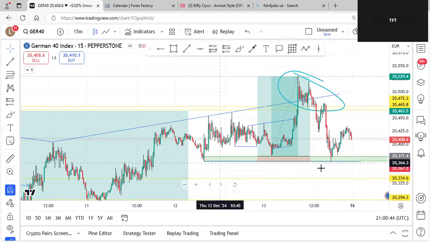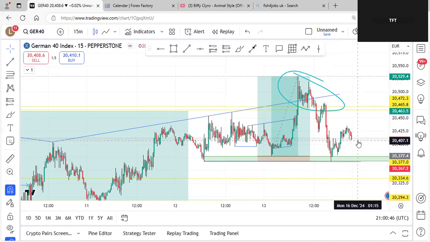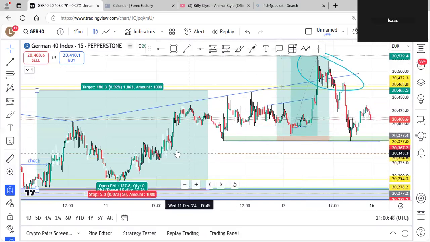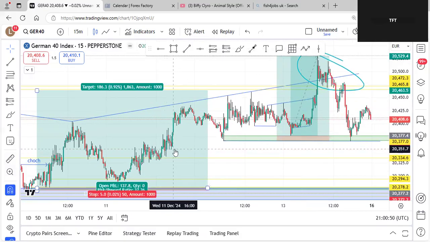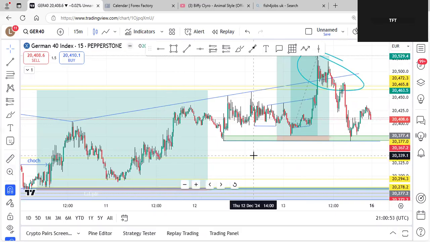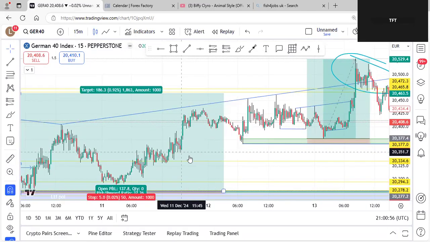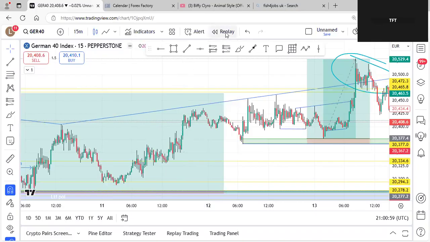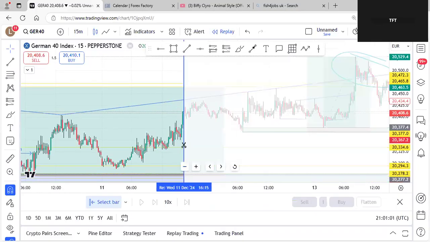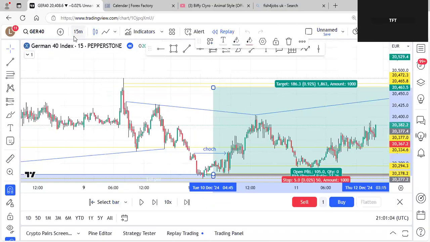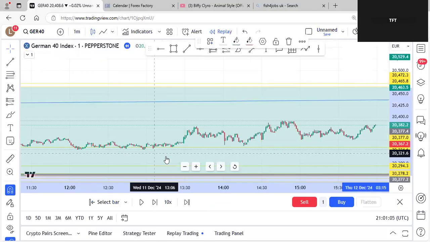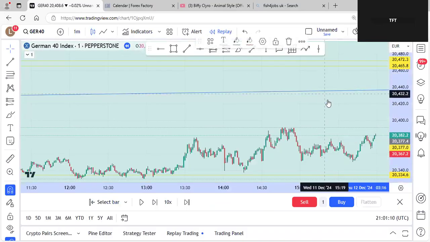Maybe get a trend like that. Maybe get a touchdown in that, and then a sweep. Possibly equal lows in here as well, and then just break that down. Yeah, equalize there.